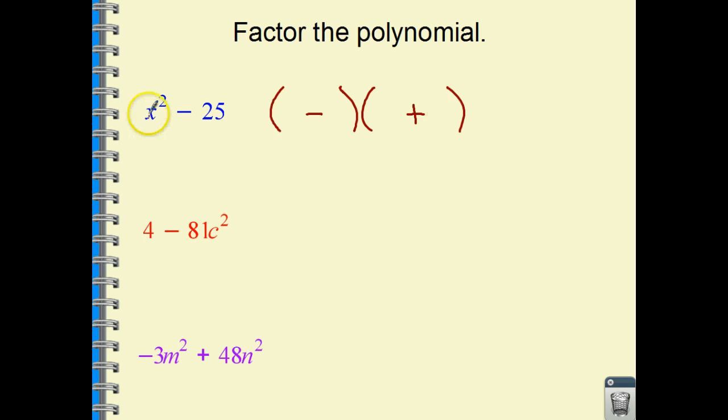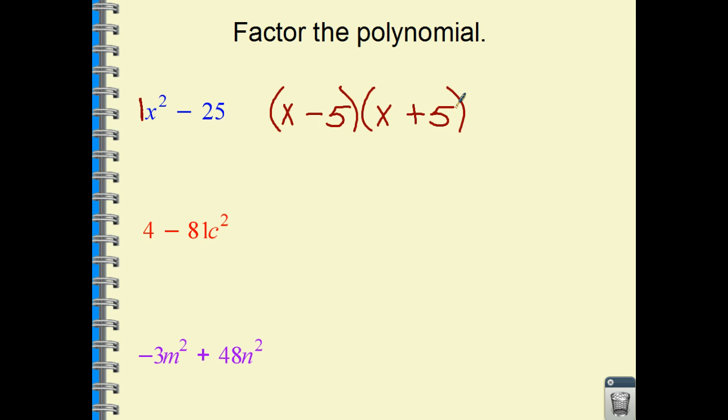The first term is a 1x squared. 1 is a perfect square, which is why we can use it. And then x squared is also perfect. So we say x times x. And then the 25 is your 5 times 5. Final answer.